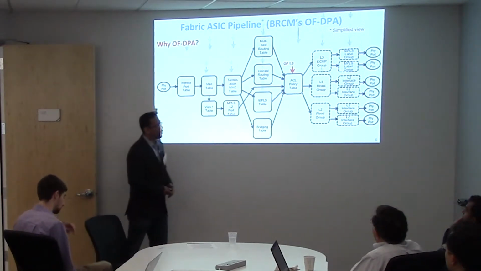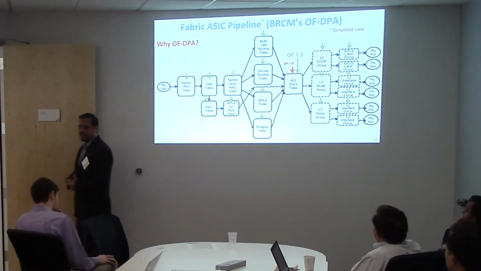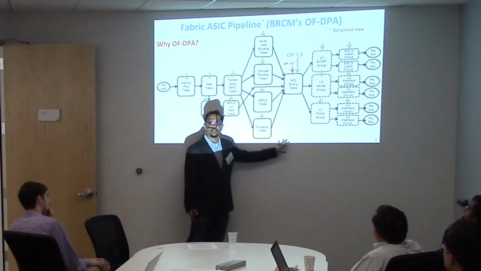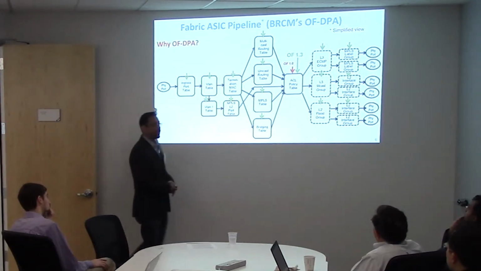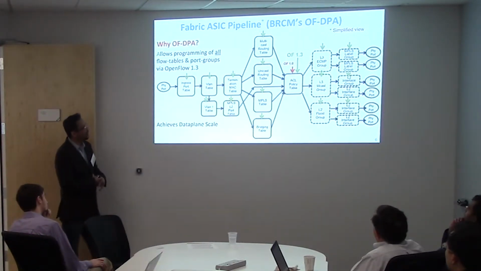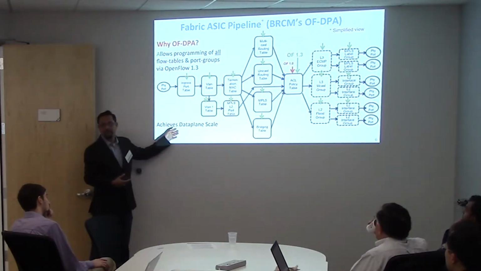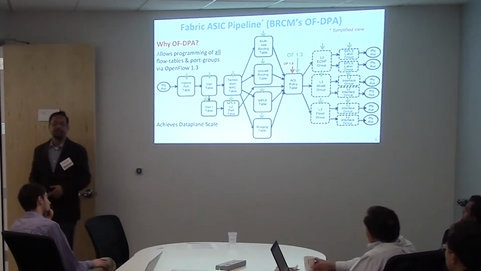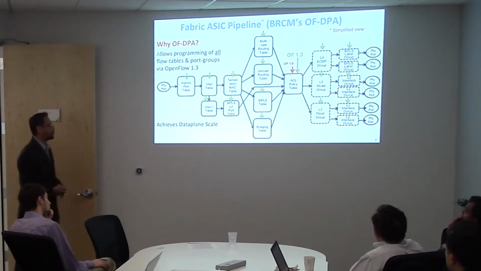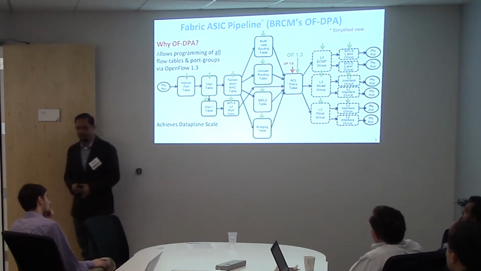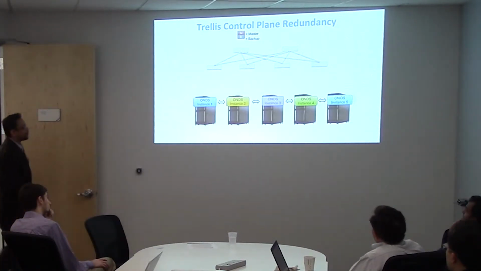What OpenFlow 1.3 does is give you the ability to use all the tables that are there in today's switching silicon. And so the use of OpenFlow 1.3, on which OFDPA is based, allows us to achieve this data plane scale, so you can build truly production networks with OFDPA. And again, you'll hear more about that from Joe's talk.